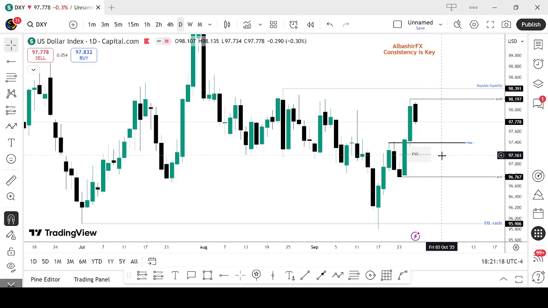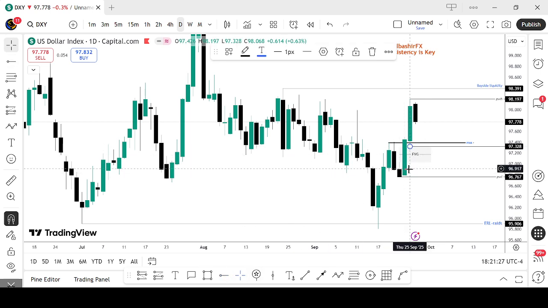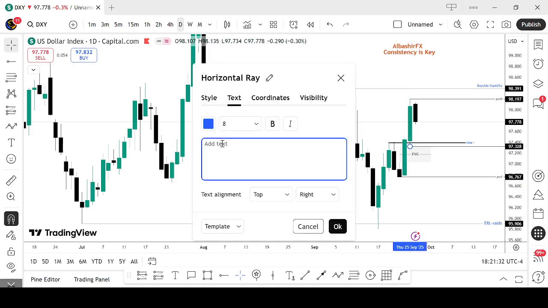Now on the DXY, I am not sure or in support of price getting all the way down to this price, meaning that I am sure price is going to daily internal range liquidity plus turtle soup. Okay. Internal range plus turtle soup.